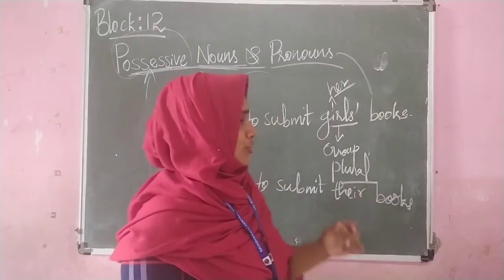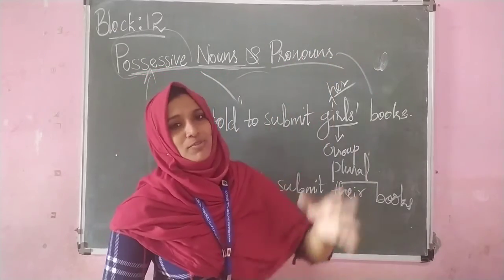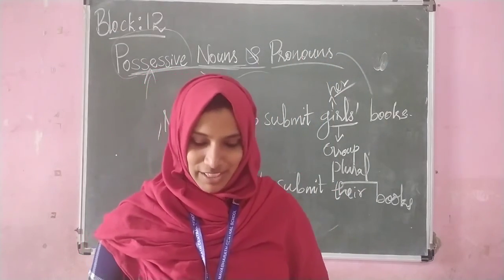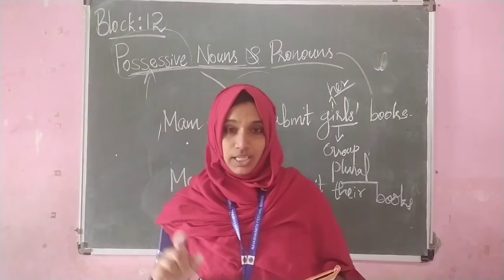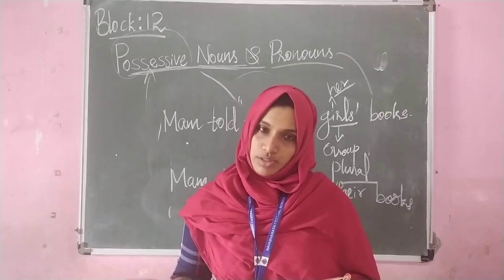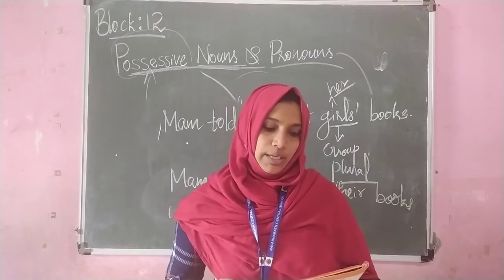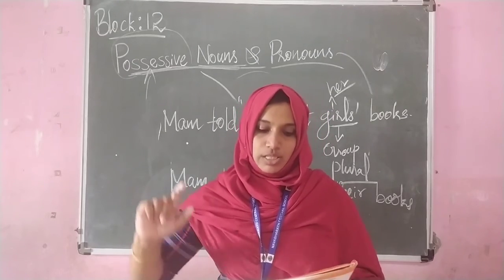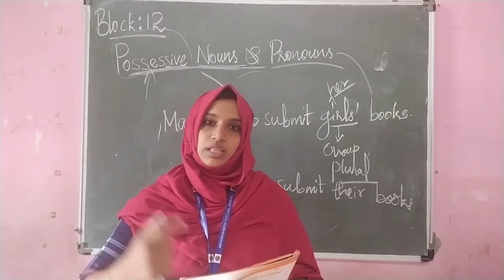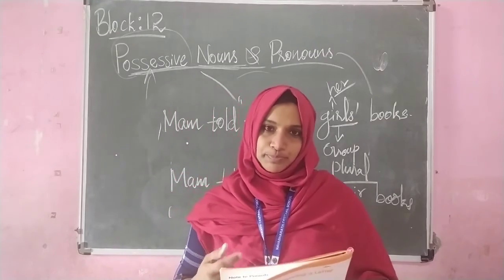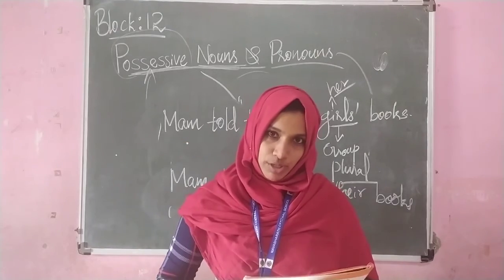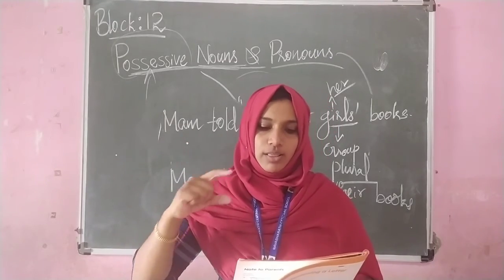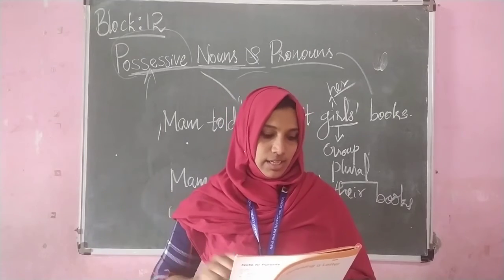Okay, children. So, did you understand about possessive nouns and possessive pronouns? Okay. So, now let's take out your workbook. Page number 23 is for possessive nouns and pronouns. First one, underline the possessive pronouns and circle the possessive nouns in the sentence. So, what do you have to do? Yes, you have to underline all the possessive pronouns and circle all the possessive nouns in the sentence.